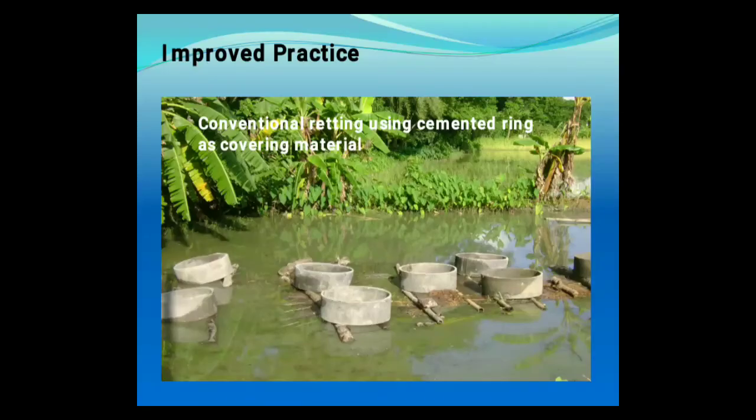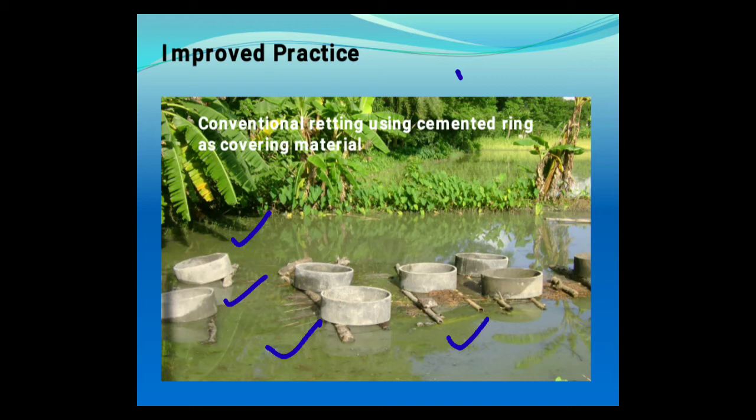See, this is one of the improved practices. You see conventional retting using cemented rings as covering material. These are the jutes, and you have the cementing material as a covering material, such that the jutes are covered, other colors and pigments are not coming onto the jute, as well as the jute is submerged in the water.